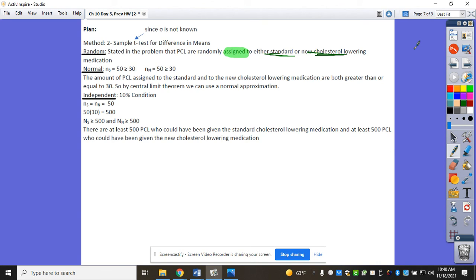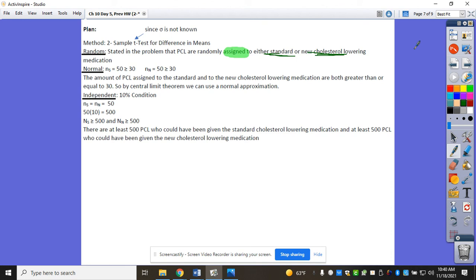Normal, this is central limit theorem. Both of them are 50, both of them are greater than 30, so we can use normal approximation through central limit theorem. They're both 50, so using the 10% condition, we both get 500. I don't care how you write this one. You can technically write it two different ways.